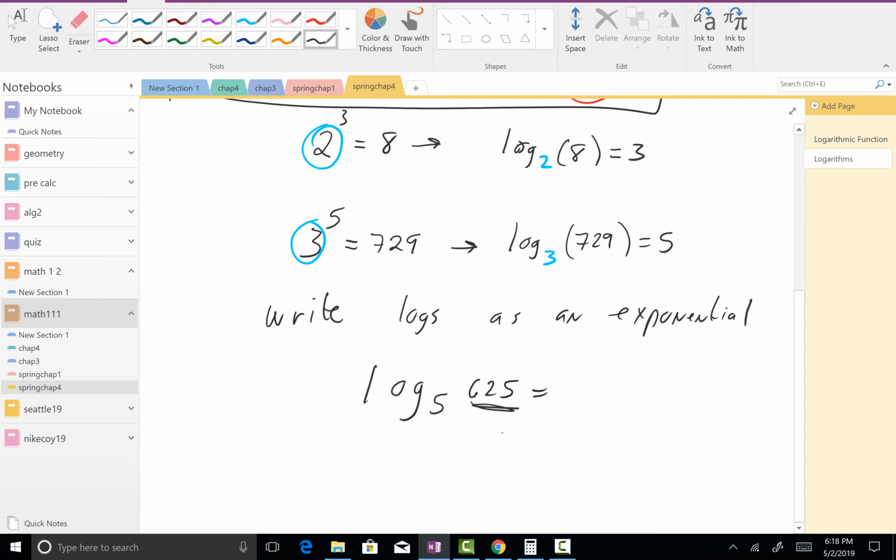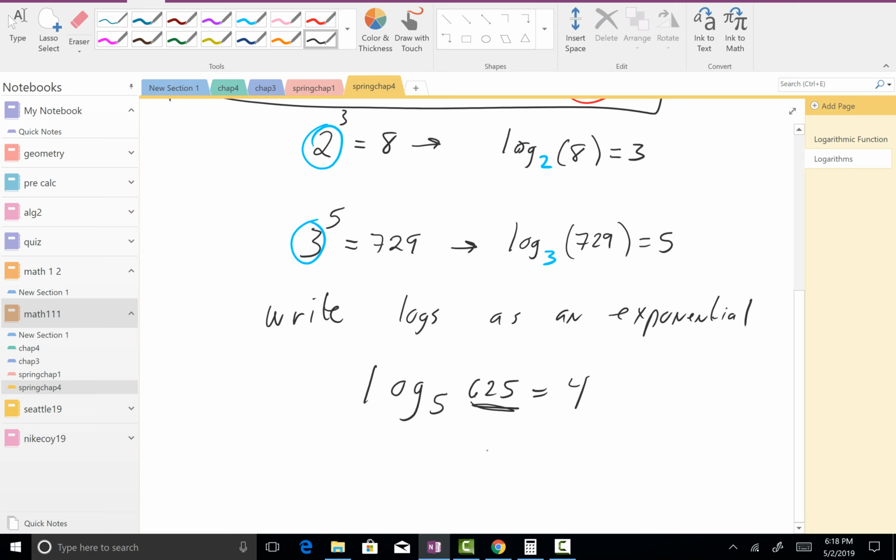this here, so we got to figure out, okay, 5 to what power is going to be 625, right? So that's basically what we're doing. So let's see, that's going to be 5 times 5. So 5 to the second is 25, 5 to the third is 125, 5 to the fourth is 625. So that'd be a 4.